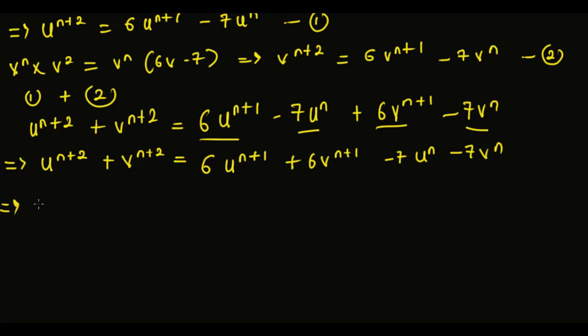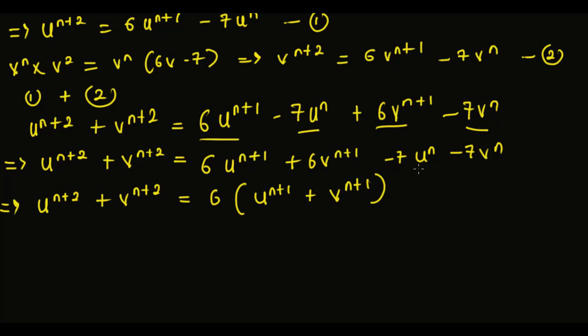So this implies that u raised to power n plus 2 plus v raised to power n plus 2 is equal to 6 into u raised to power n plus 1 plus v raised to power n plus 1. Bring out a minus 7 from these two terms, and we have minus 7 into u raised to power n plus v raised to power n. So be careful not to make this a minus, this is a plus. So we have this, and now we said that n is greater than or equal to 0.